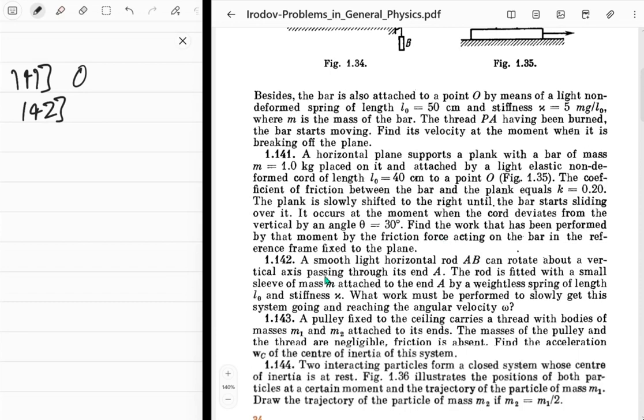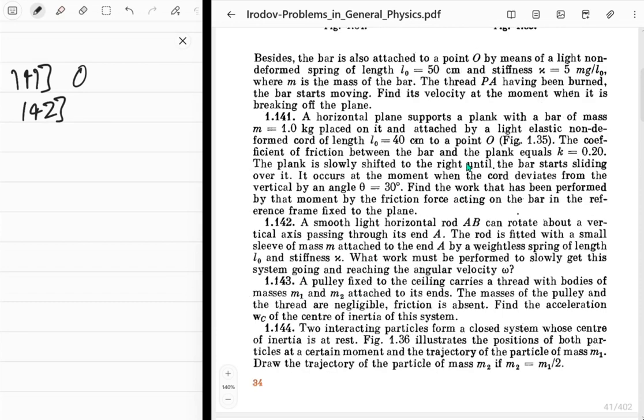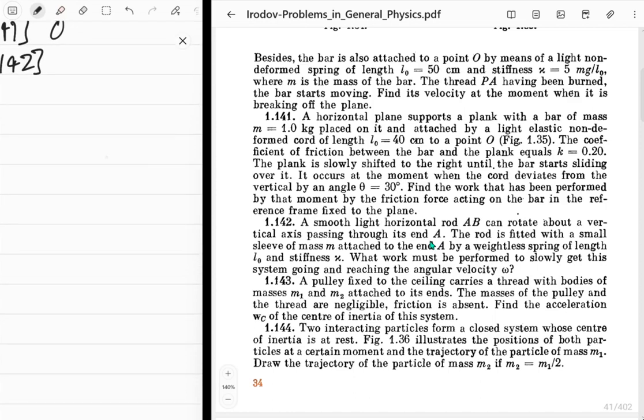A smooth light horizontal rod AB can rotate about a vertical axis passing through its end A. So you've got this rod AB rotating about a vertical axis passing through end A. The rod is fitted with a small sleeve of mass M attached to the end A.